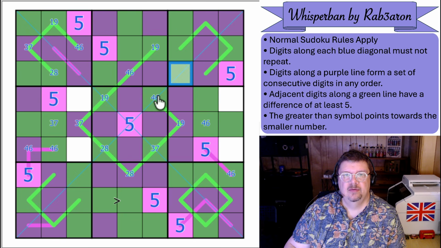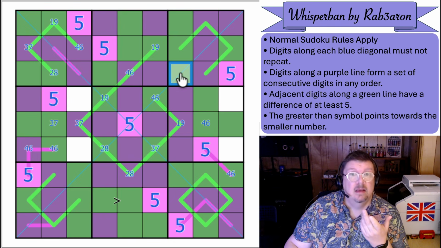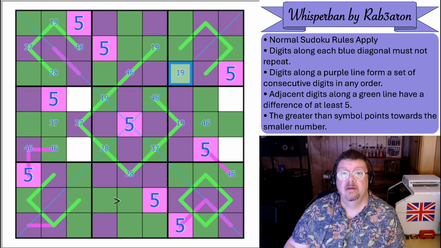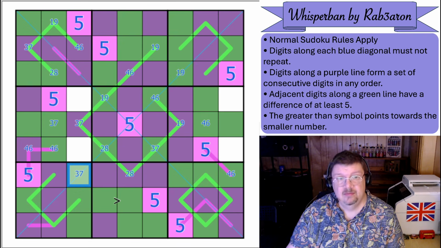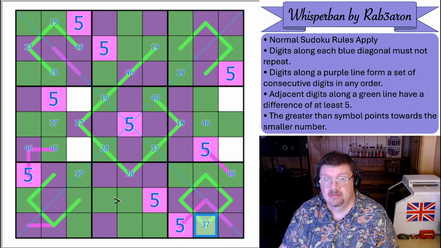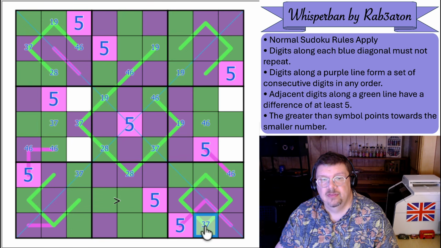That can't be the green 4-6 because of the 4-6 or 2-8 on the diagonal. So that's green. In fact, where does green 1-9 go in this row? It goes there. That's 1-9. So that makes this the green 3-7. That makes this the green 3, 7. So if this is 3, this would be the 8, 9 pair.